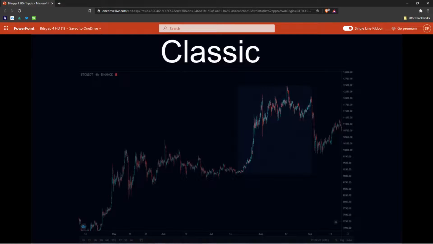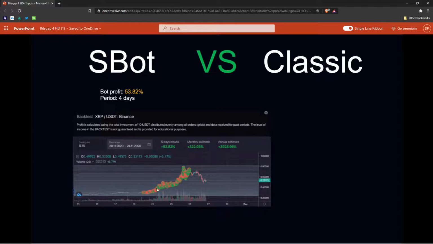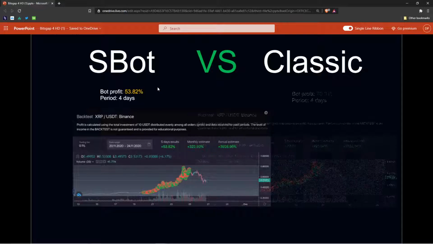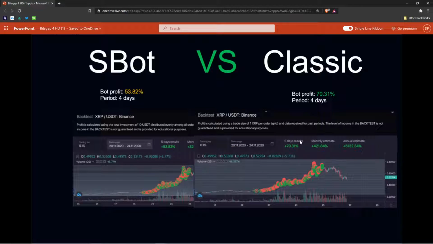All right. But when it comes to the rising market, because of the built-in investment logic of the classic bot, it will always outperform the ASBot. And here's the example with the same XRP USDT. You see a rising market, and within the period of 4 days, ASBot generated 53%. All right. Whereas the classic bot generated on this same period, on this same cryptocurrency, you see, same range, it generated 70% of the profit. So that's, you see, by 17%, it outstrips the ASBot.